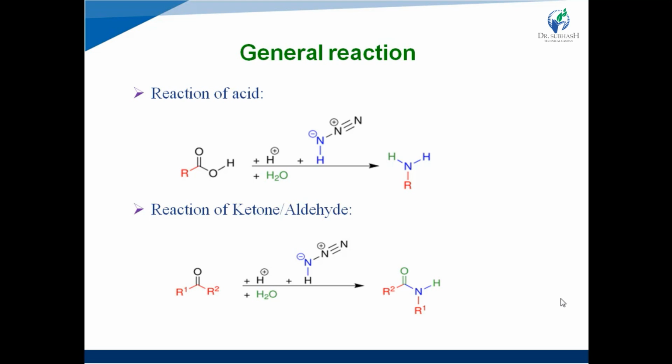Reaction of ketone and aldehyde. When aldehyde or ketone undergoes Schmidt reaction, it produces the corresponding amide. Remember the difference. Acid produces amines and aldehyde or ketone produces amide.